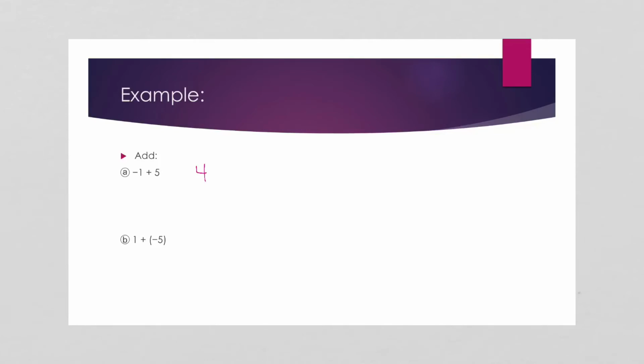Part B, 1 plus -5. I'm going to take the smaller number from the larger and I get 4, but because 5 is a bigger number than 1, I keep the sign of that number.